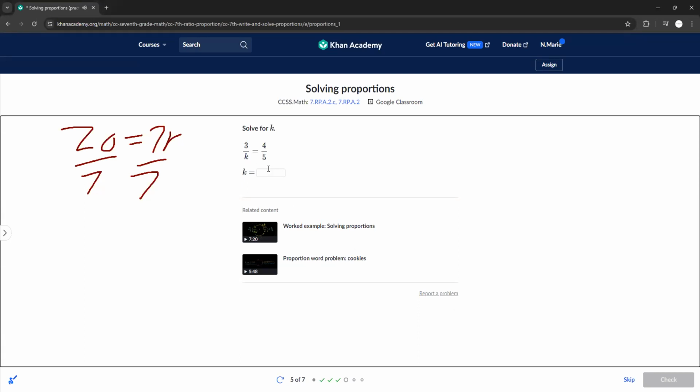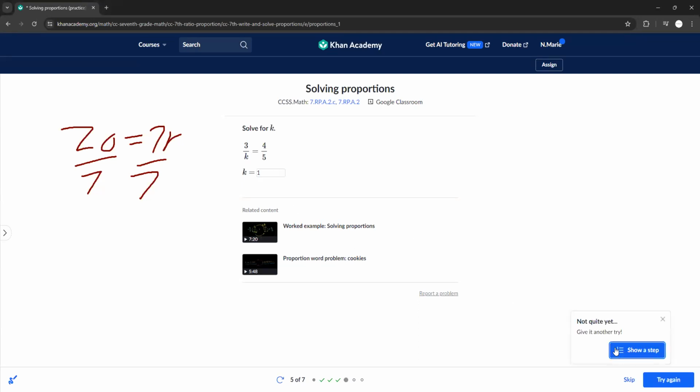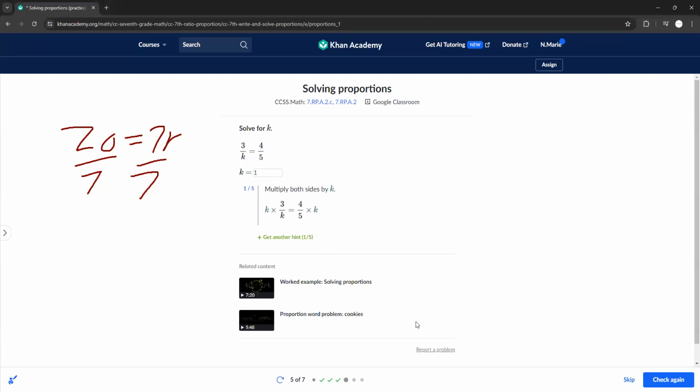And this is pretty repetitive at this point. You're just cross multiplying and solving. If you get it wrong, they'll show you how to do it. Or you could do it this way, actually. They multiply both sides by k to get k to the other side. So 3 over k equals 4/5. So you can multiply k to the other side.